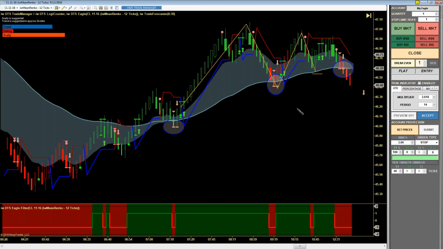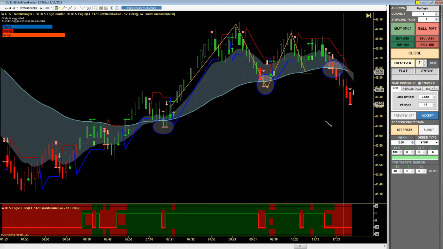But there's my other counter trend signal. I've already retested the high. The market seems to be failing, and therefore I could either use it as an early warning that a reversal may be coming, or that the market is actually going to change direction.